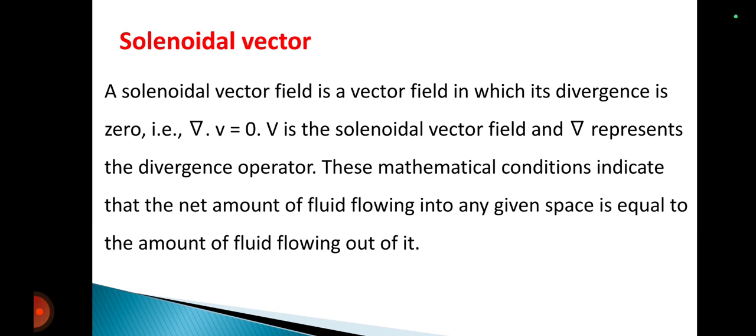A solenoidal vector field is a vector field in which its divergence is 0, that is, del dot V is equal to 0, where V is the solenoidal vector and del represents the divergence operator. These mathematical conditions indicate that the net amount of fluid flowing into any given space is equal to the amount of fluid flowing out of it.